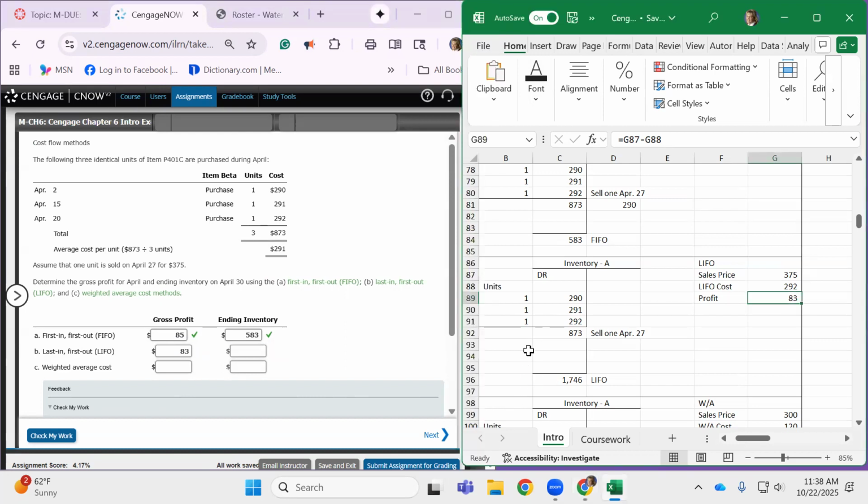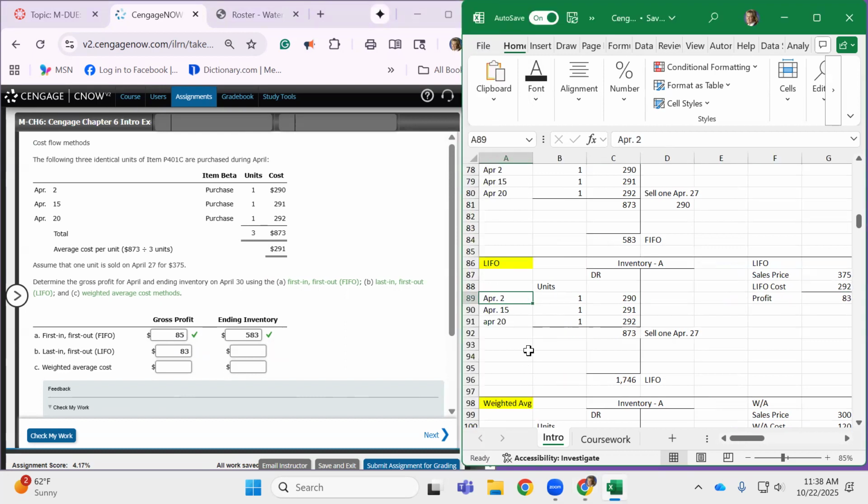So then if we take out the one that's sold, right? So we're selling one and we're selling the 292 one. Here is how much is in ending inventory. This is ending inventory. Okay, this is ending balance.